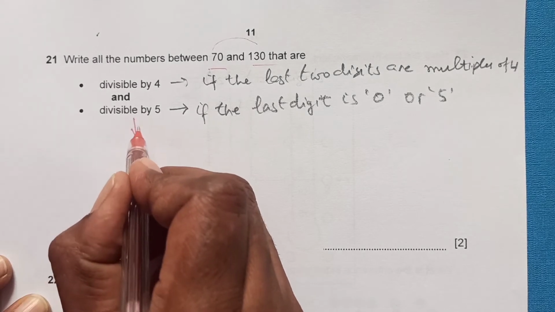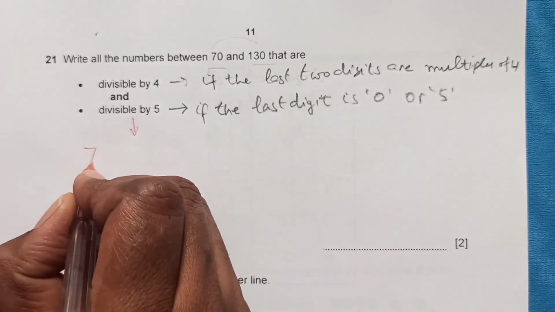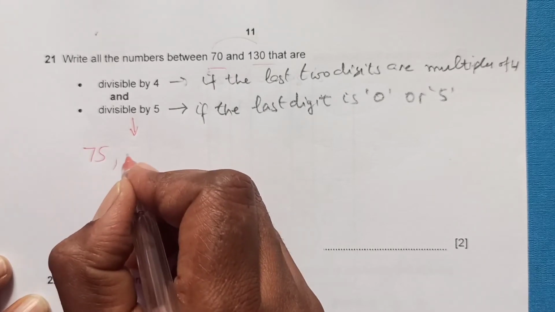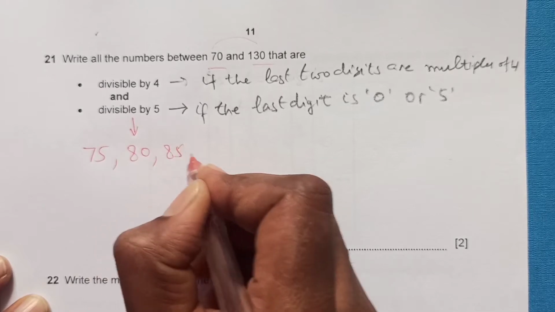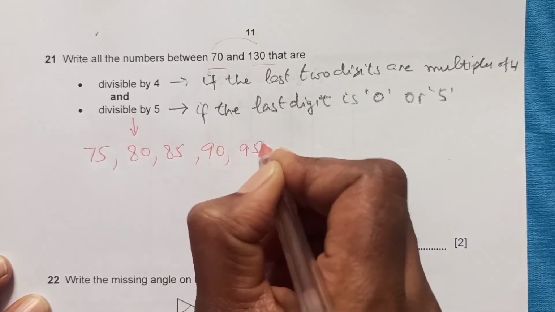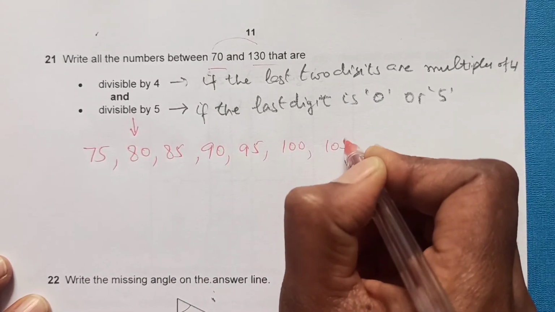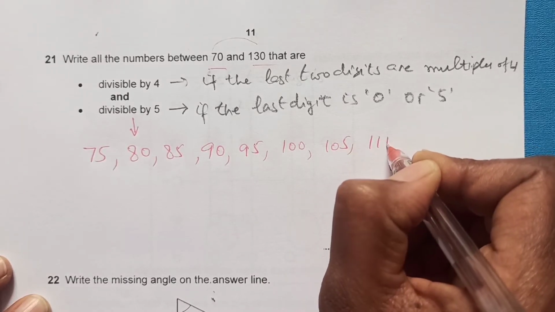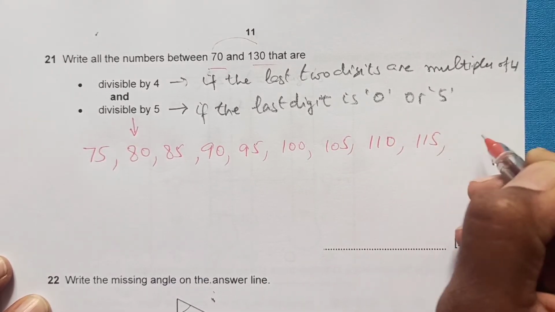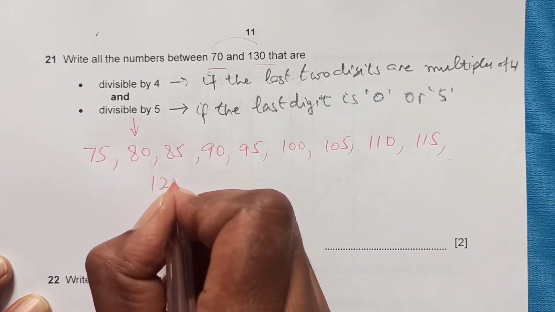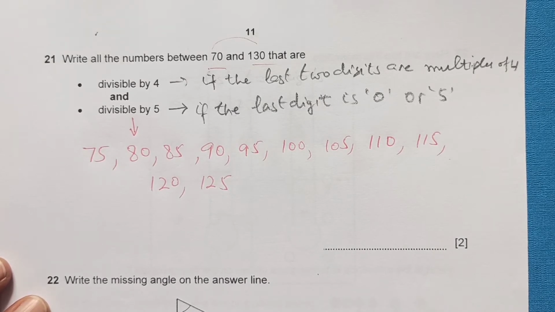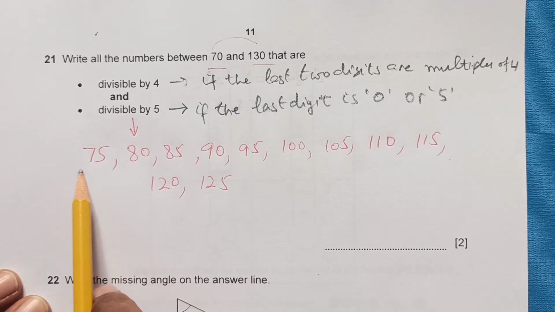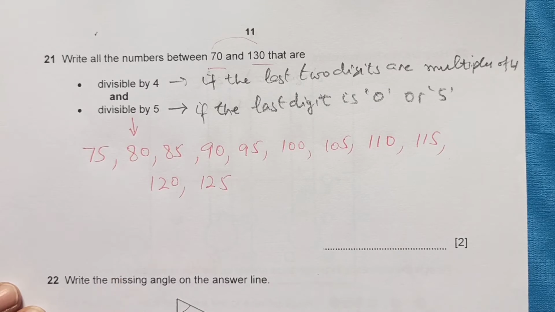So divisible by 5: 75, after 70, then 80, 85, we are adding 5, 90, 95, 100, 105, 110, 115, then 120, 125, then 130, but we are taking the middle numbers. Now you see, these are the numbers which are divisible by 5, but we also need divisibility by 4.